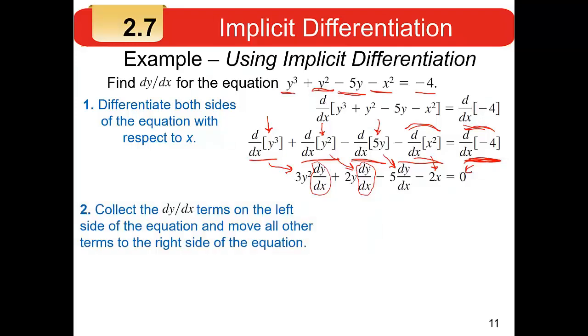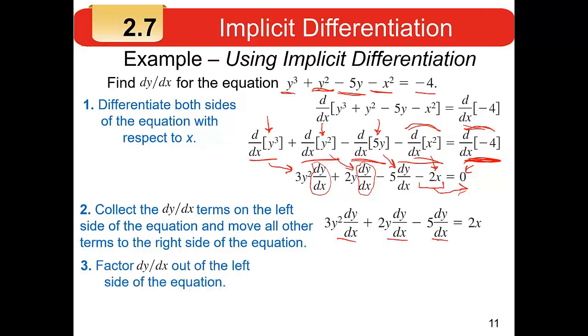The next step was to get everything that had dy over dx in it on the left side of the equation, and then move everything else to the right. As you see, the only thing that doesn't have a dy over dx in it is that negative 2x. If you move it to the other side, it'll become a positive 2x. And now you notice that every term on the left has a dy over dx in it. That was the goal of that step, to get all the terms with dy over dx on one side of the equation, so that you can do step 3, which is to factor out the dy over dx.